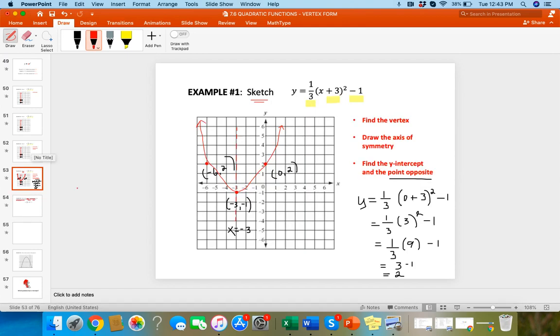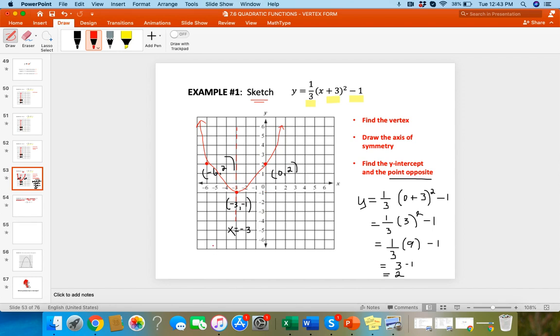Okay, the first couple are pretty simple. What is the vertex? The vertex is (-3, -1). What is the axis of symmetry? x is equal to -3. Now, it also asked us, was this a maximum or a minimum? Well, this one comes down and then it goes back up, so it doesn't get any lower. So it is a minimum of -1 when x is -3.